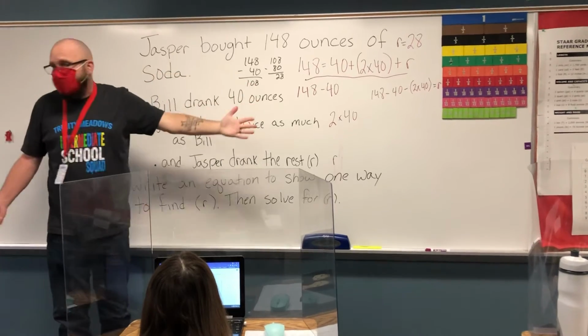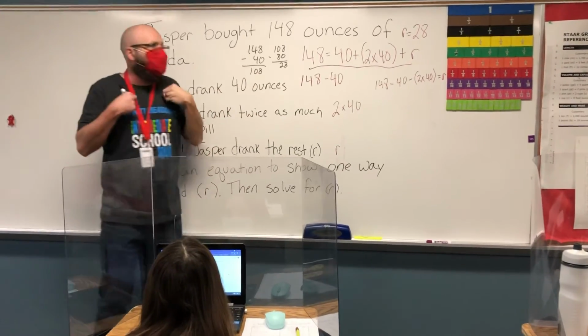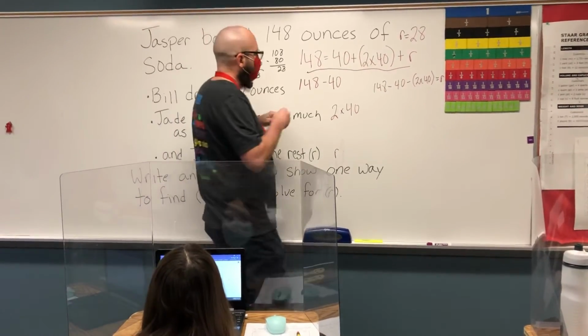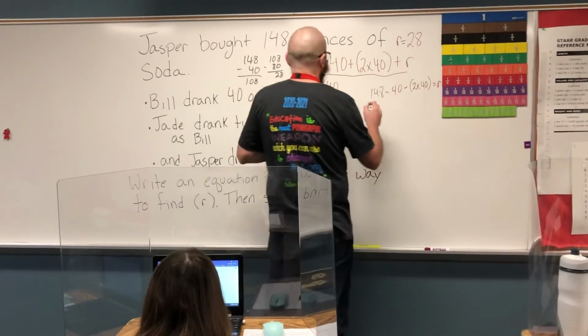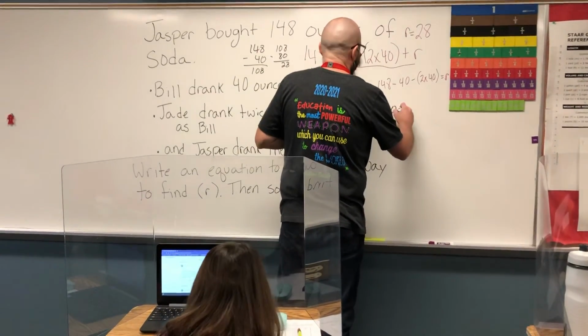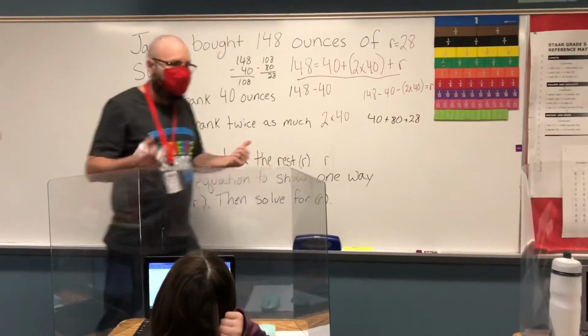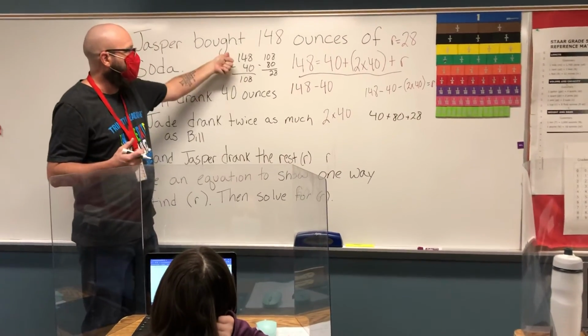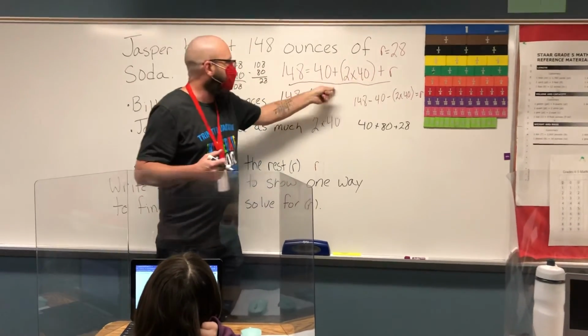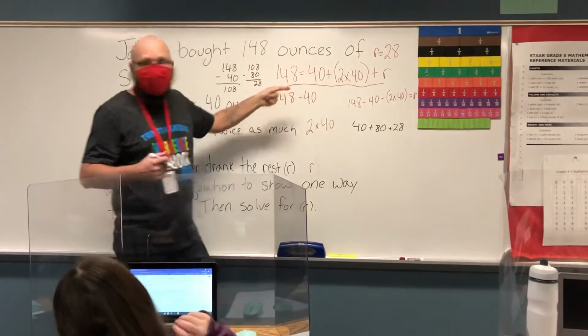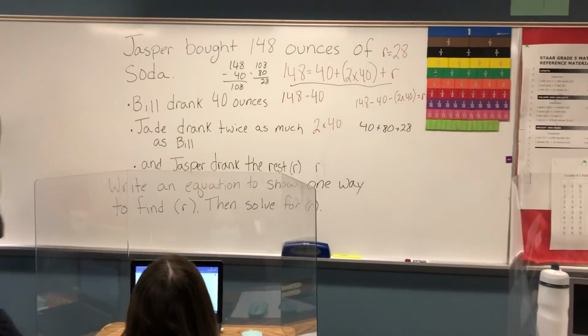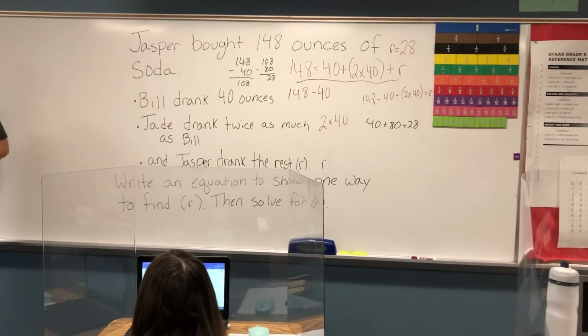And I could check this if I wanted to make sure my equation was correct. I could check my math, see if 40 plus 80 plus 28 did indeed equal 148. So I'd just do the math on this side of the equal sign to see if it equals the answer that I have on the other side of the equal sign.